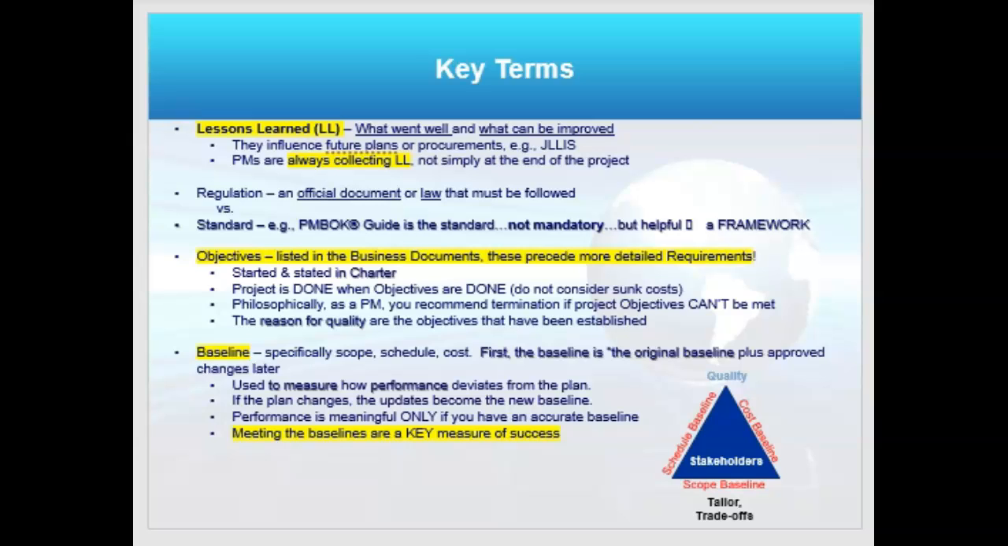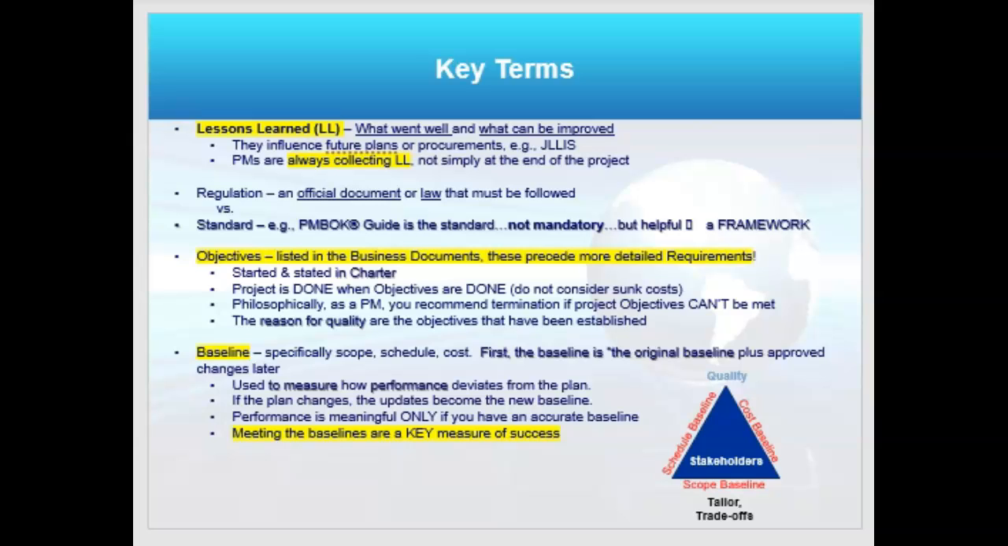They are done in detail in the project plan. And objectives like scope drive your reason for quality. We've already talked about the baselines. There are 3 individual baselines: schedule, cost, and scope. And collectively, they are termed the performance measurement baseline.